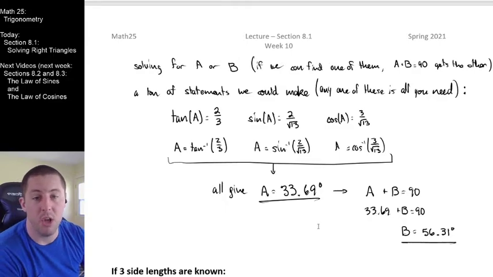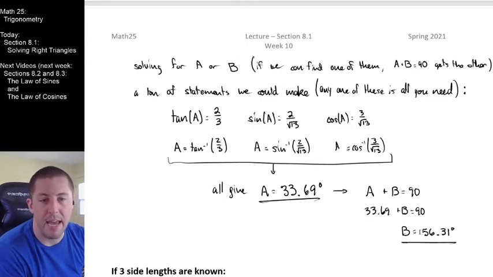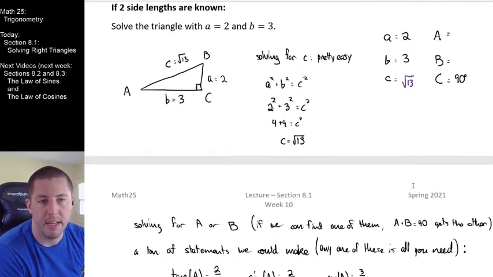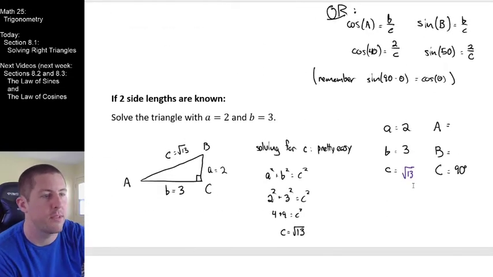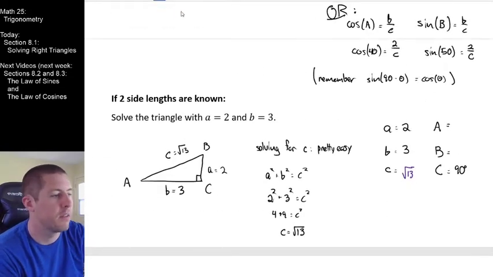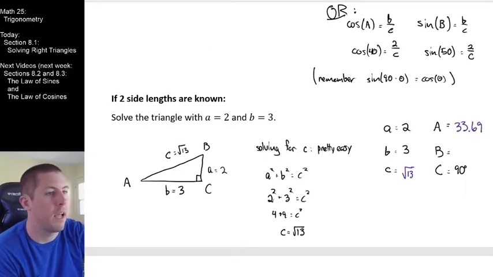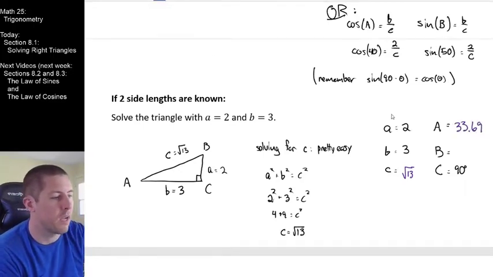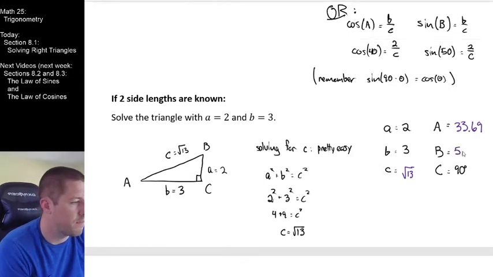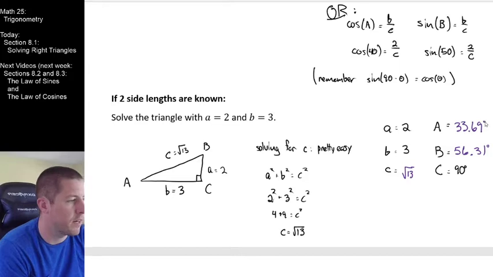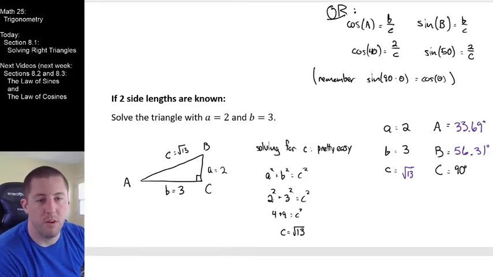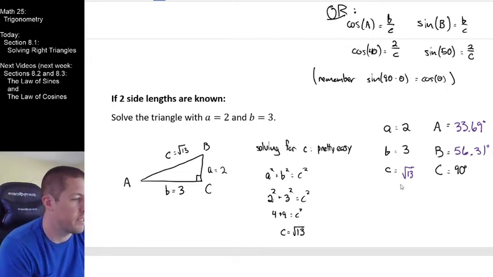So it looks like we have solved this triangle, because I know angles A and B, and I knew all 3 of my side lengths here. So what was this? 33.69 was A, and B was 56.31 degrees right there.